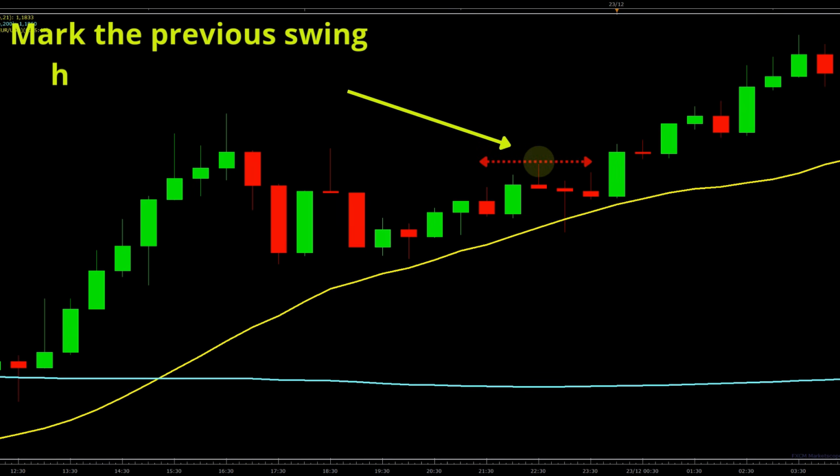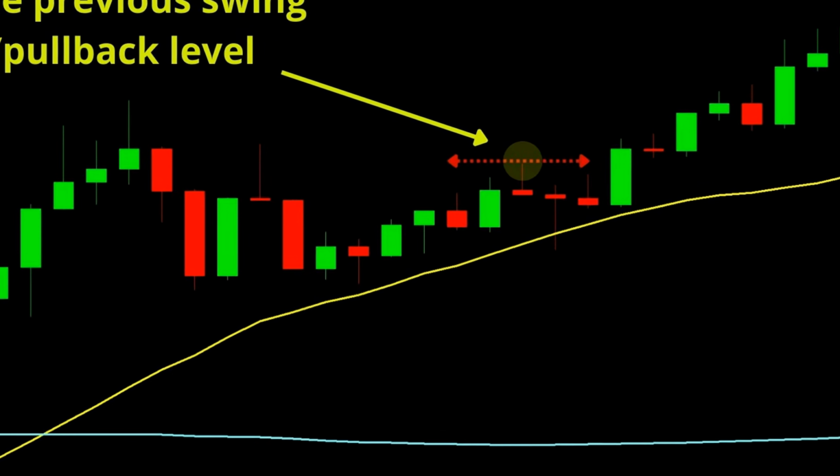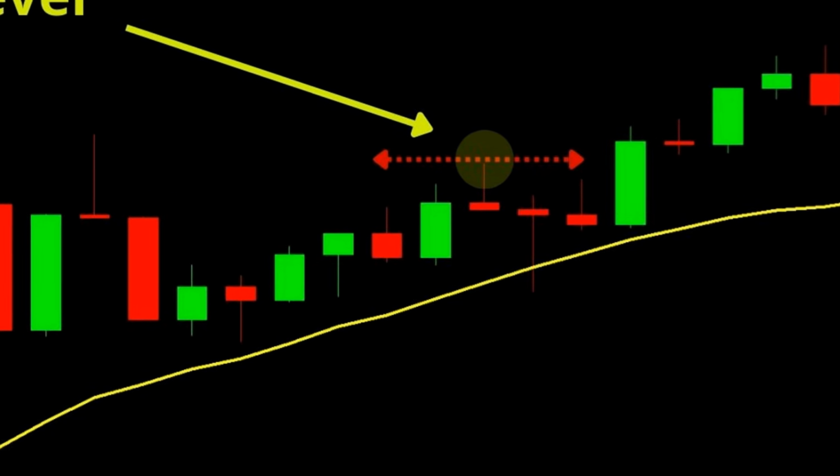Next, we need to mark the structure. We identify the most recent swing high or pullback level. This is the horizontal barrier that price must clear before we consider an entry.